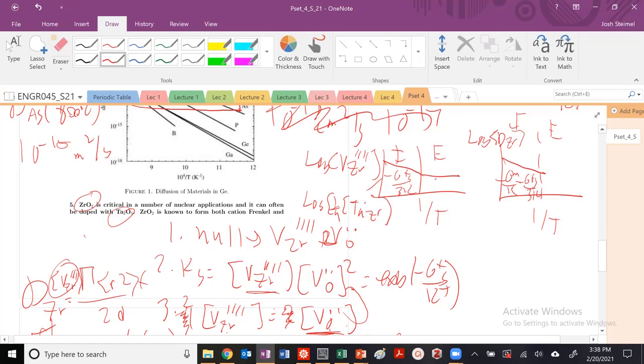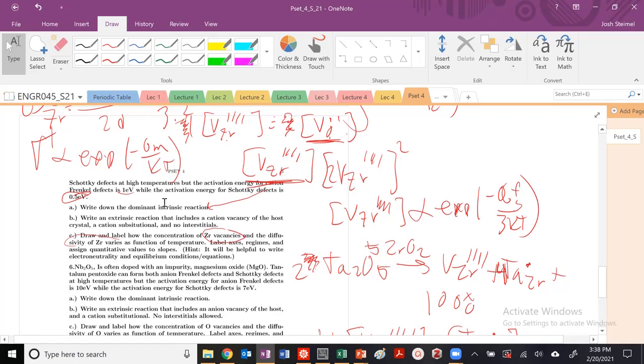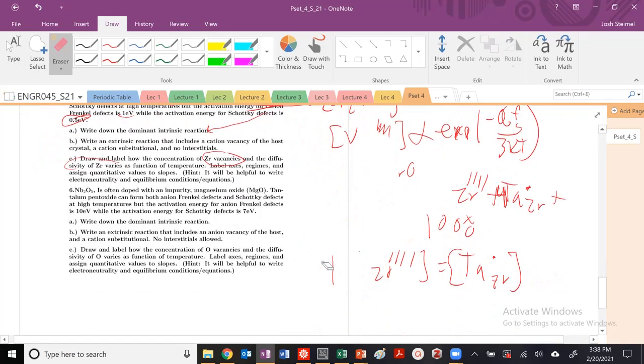So there's no slope here, it doesn't vary as a function of temperature, but for the diffusivity, for the extrinsic, we still have this minus Gm by K. So we're going to have a very similar kind of answer here. So actually, I'm going to erase. Sorry about that.